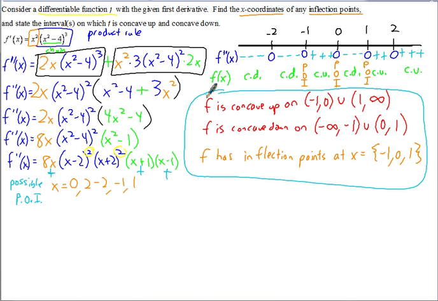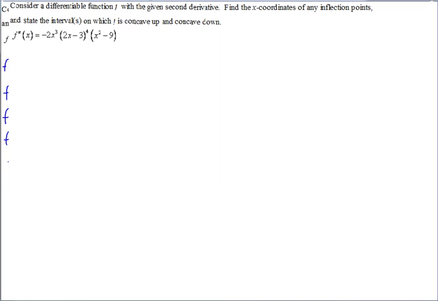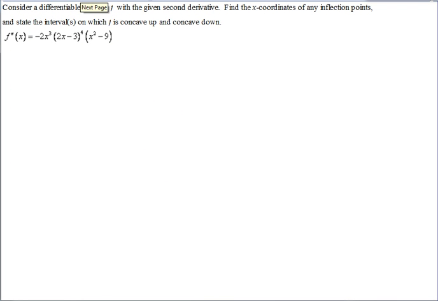Okay, let's take a look at the next one. Next one, again, a little different. Consider a differentiable function f with a given second derivative. Find the x-coordinates of the inflection points and state the intervals on which f is concave up and concave down. So here, these are the easiest ones of all in some ways because we already have the second derivative. We don't have to take the derivative again because that would be the third derivative. We just need the second derivative and we have it.